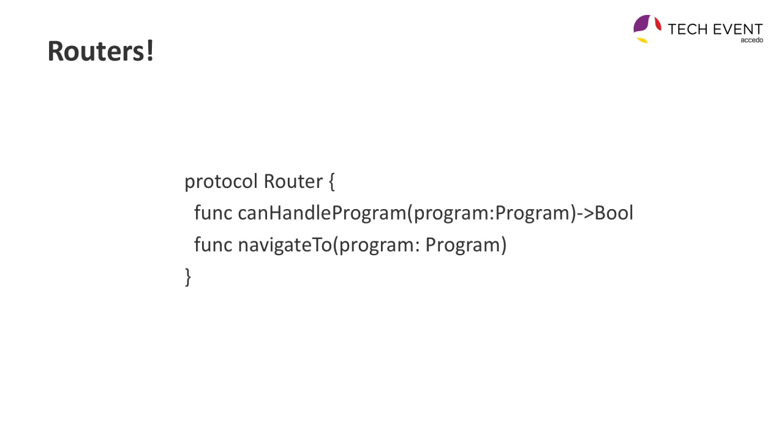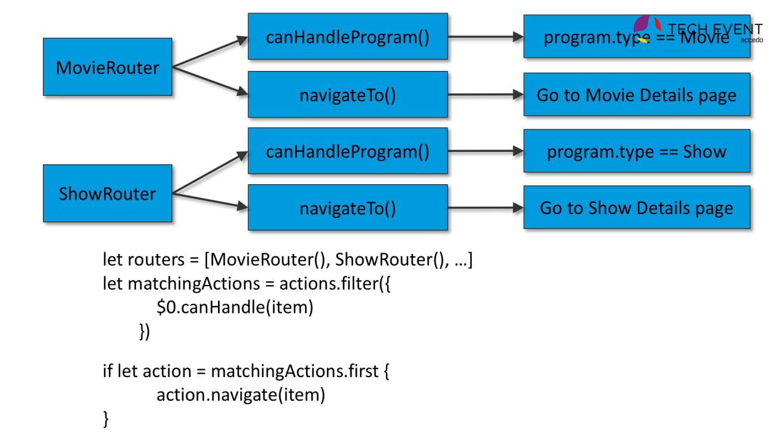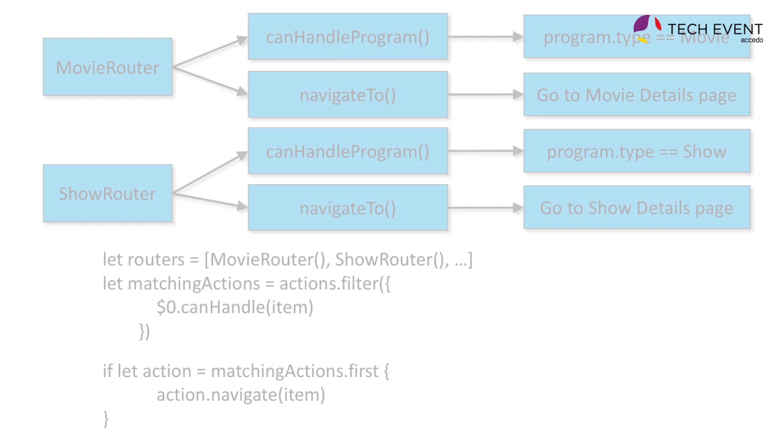So the implementation of this for iOS could be that you have a lot of different routers, like a movie router, a TV show router or something like that, and have one class with a list of all these routers and just handle the navigation logic there. So when the user taps on something, just check which of these routers handles that particular program type and navigate to the detail screen of that. So this is one solution. So let's see how this is better.